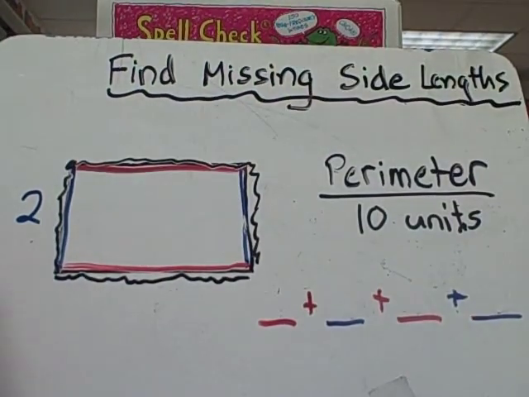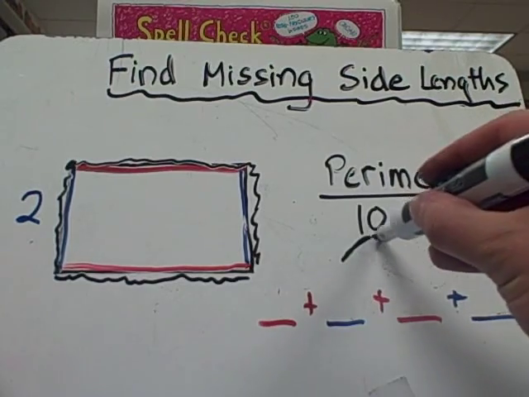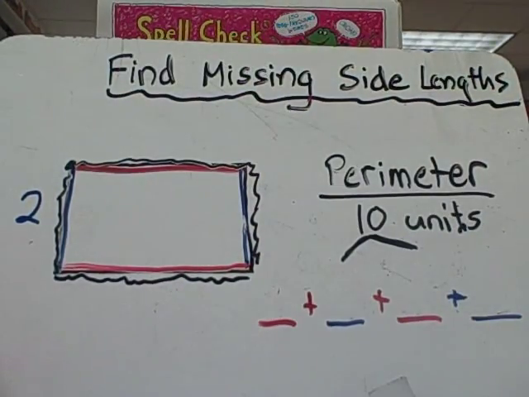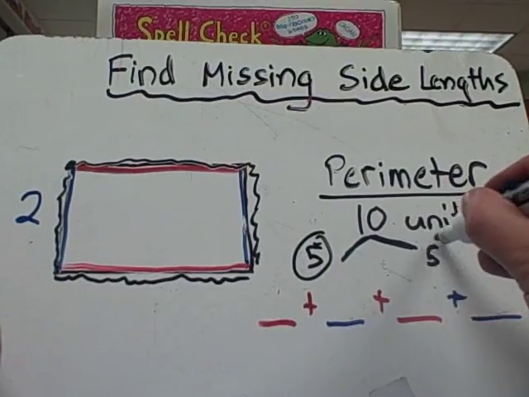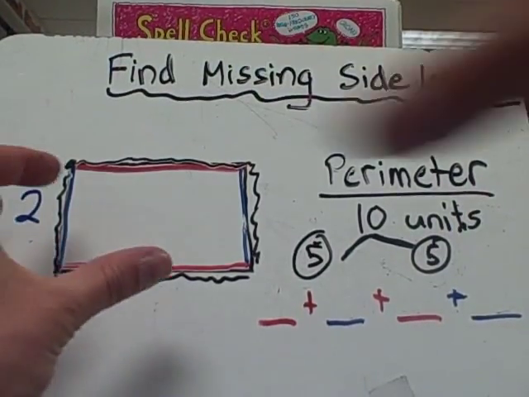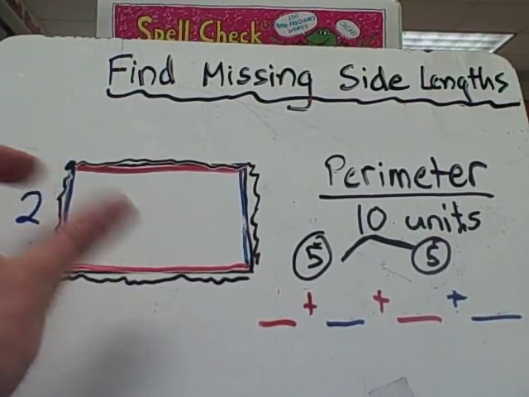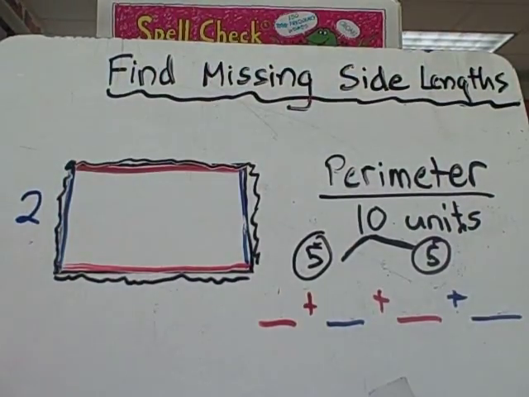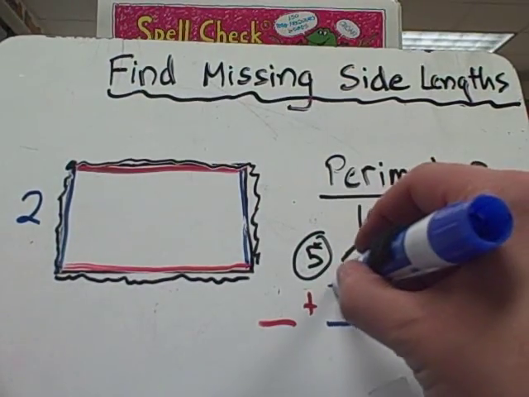And here's how you do it. Let's split the 10 in half. So what's half of 10? Since we know it's 10 all around, half of 10 is 5 units. So we know that the length of these two sides must be 5. And we know the length of these two sides must be 5, because 5 plus 5 is 10, and that's the perimeter. We also know that this side length is 2.